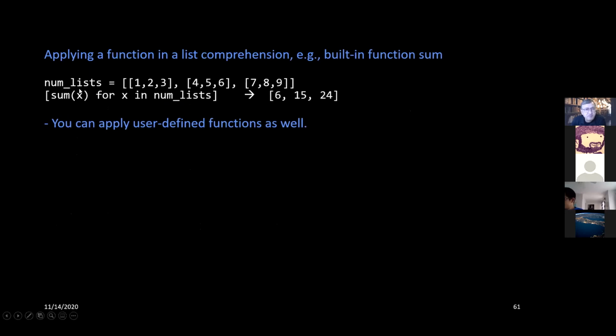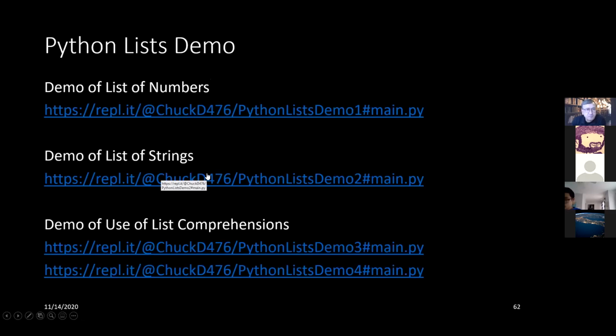And there's a built-in function sum. So if I want to add up the sum of these sublists, I have a list of lists. If I want to have a list which is the total of each of these lists, I can use the function sum where I'm saying for each list in this list of lists, take the sum of it and make it the value in the resulting list. So the 6 is the sum of 1, 2, 3, and 15 is the sum of 4, 5, 6, and so on. So it's pretty flexible.